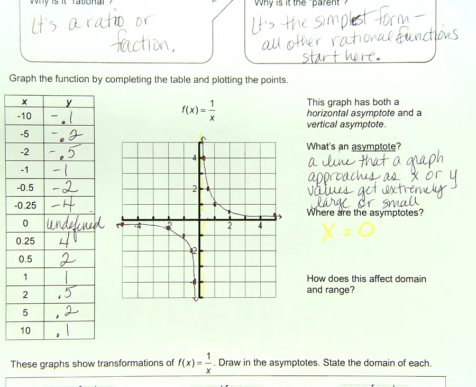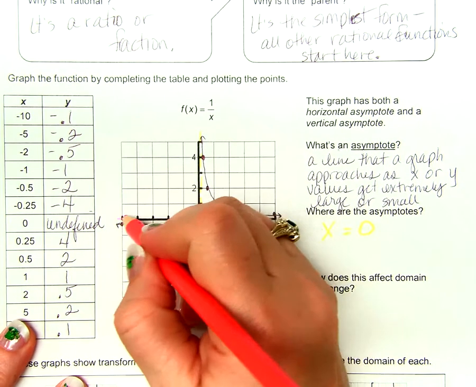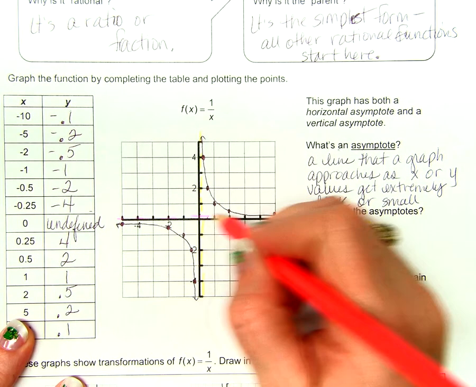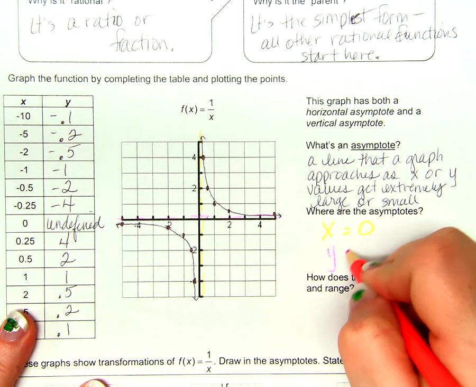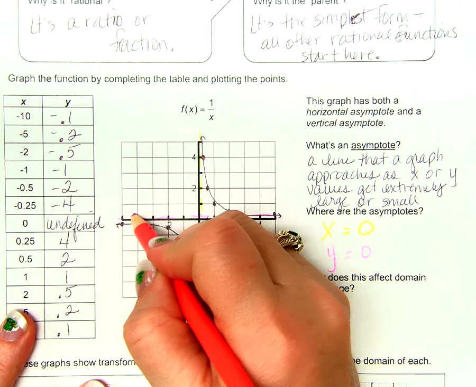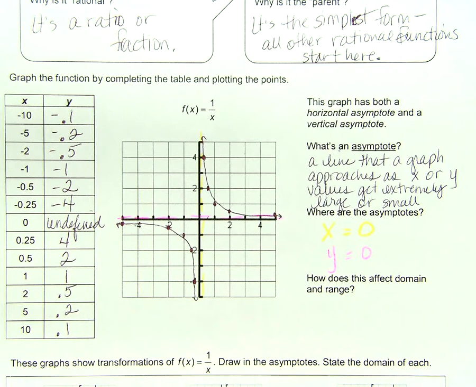Okay? Do you see any more asymptotes? Here? Like that? And that's y equals 0, right? Because it's crossing the y-axis at 0. Why do we draw asymptotes as dotted lines? Because they're not really there, right? Okay.